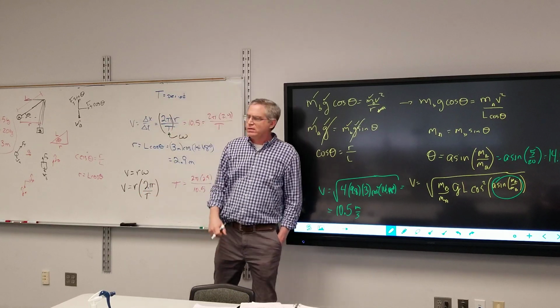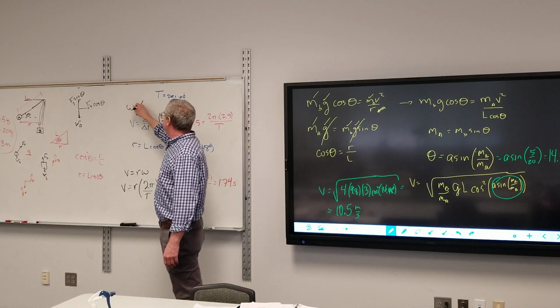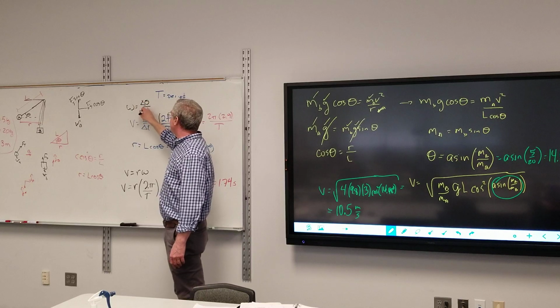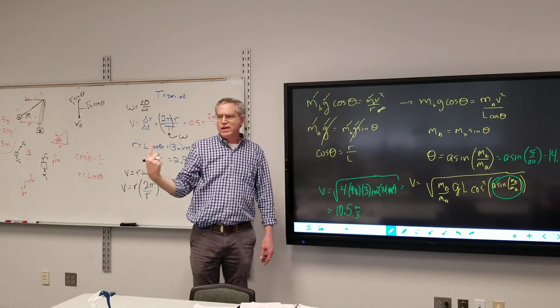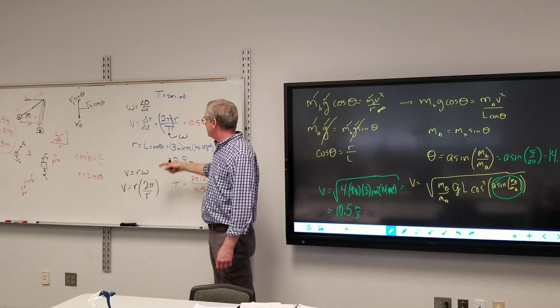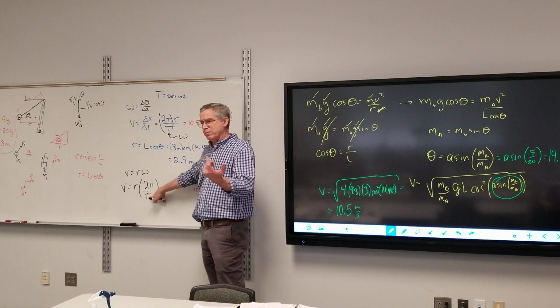Now, angular speed in general is the change in the angle over the change in time. And if I'm talking about one revolution, the change in the angle is 2 pi radians. And if I'm talking about one revolution, the time it takes is the period.